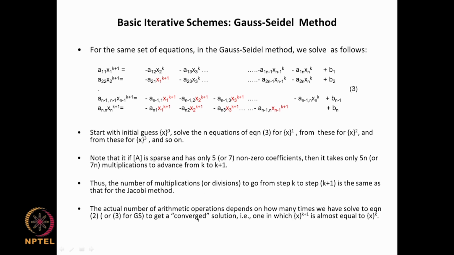But because we have A as a very sparse matrix, both the Gauss-Seidel method and the Jacobi method can take advantage of the sparseness and do these multiplication operations only on those non-zero coefficients, so that the actual number of arithmetic operations to go from step k to step k plus 1 is only of the order of 5n for a 2D and 7n for a 3D compact molecule.